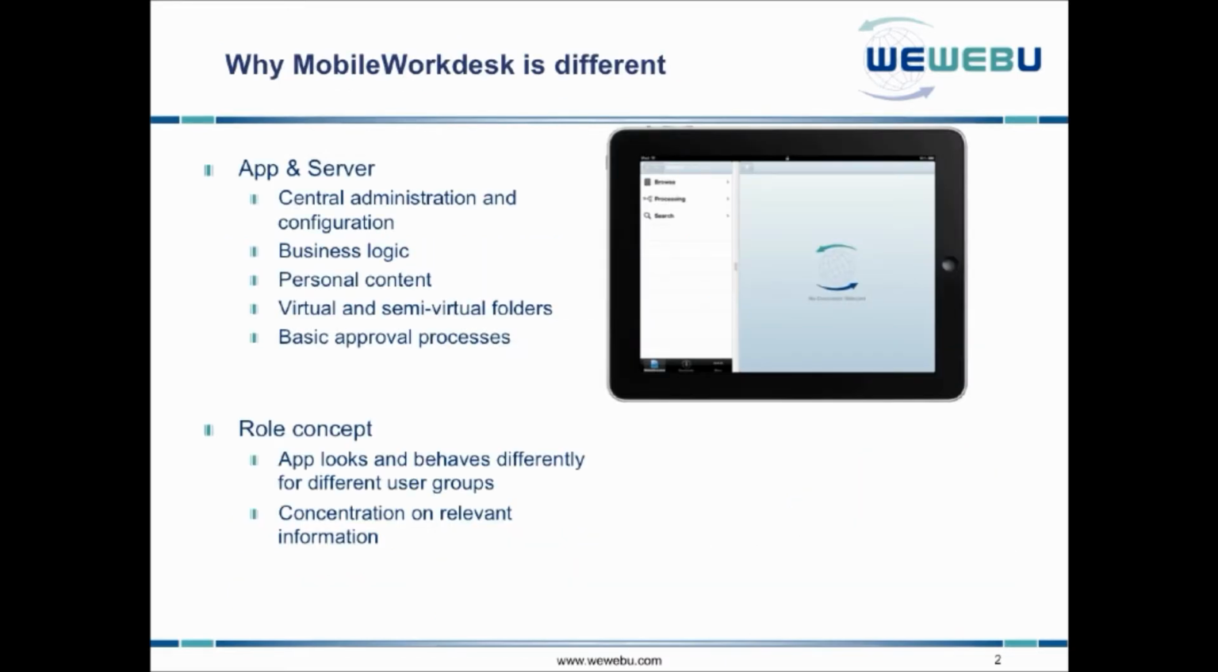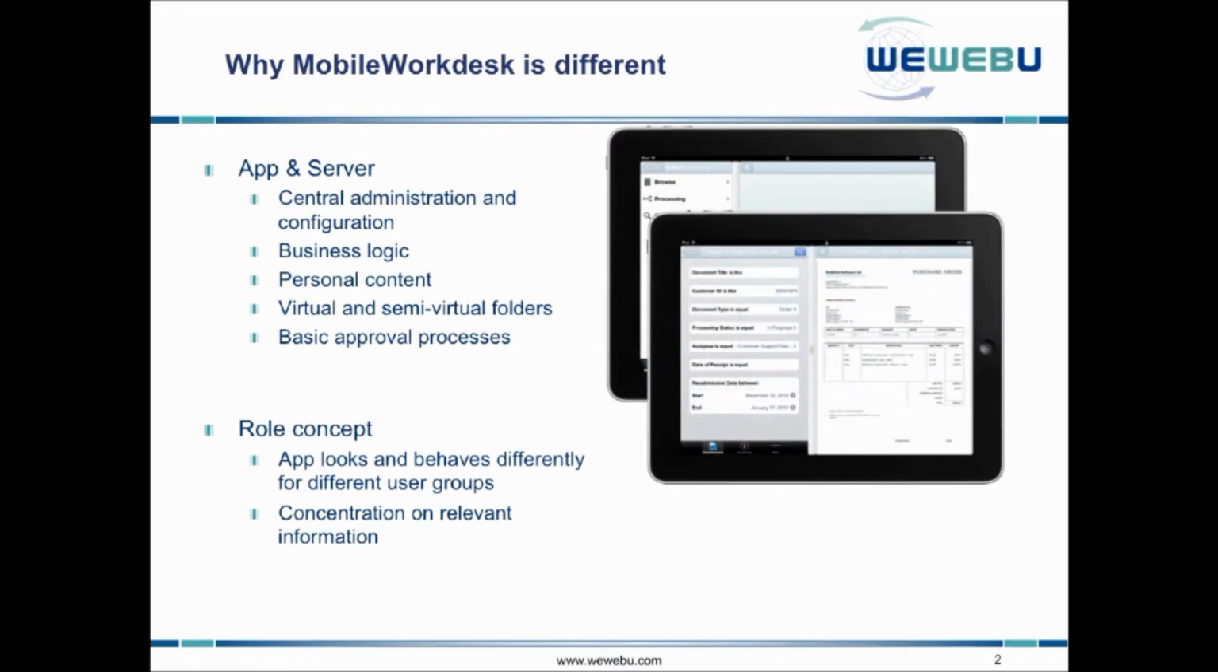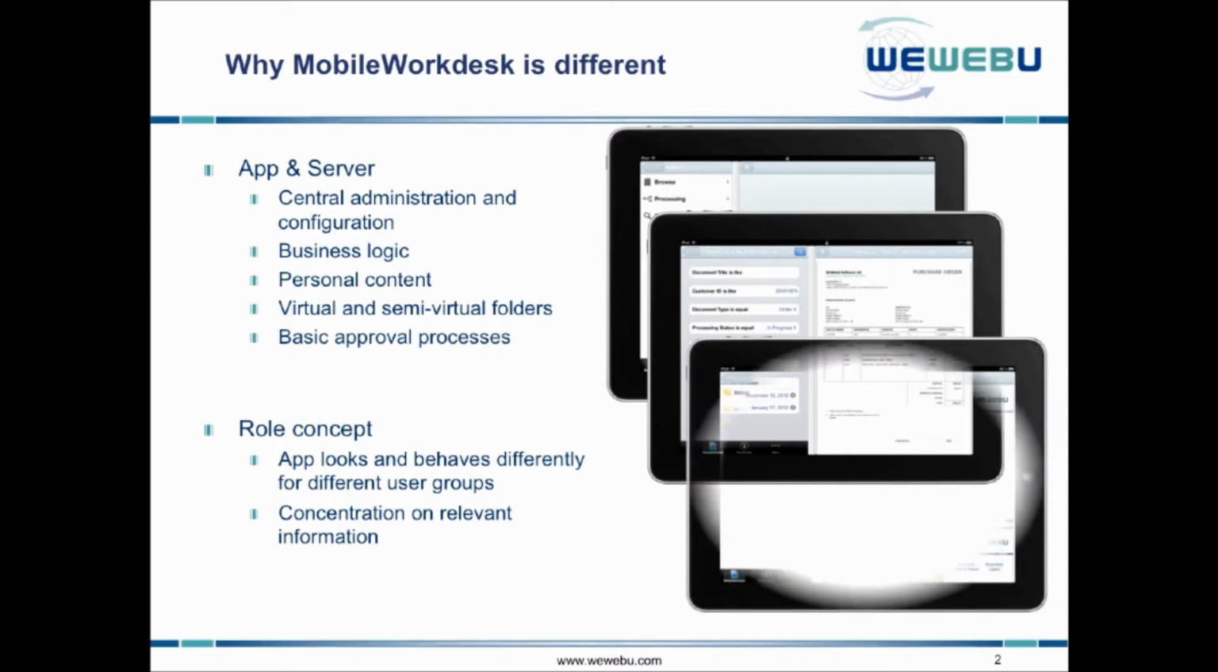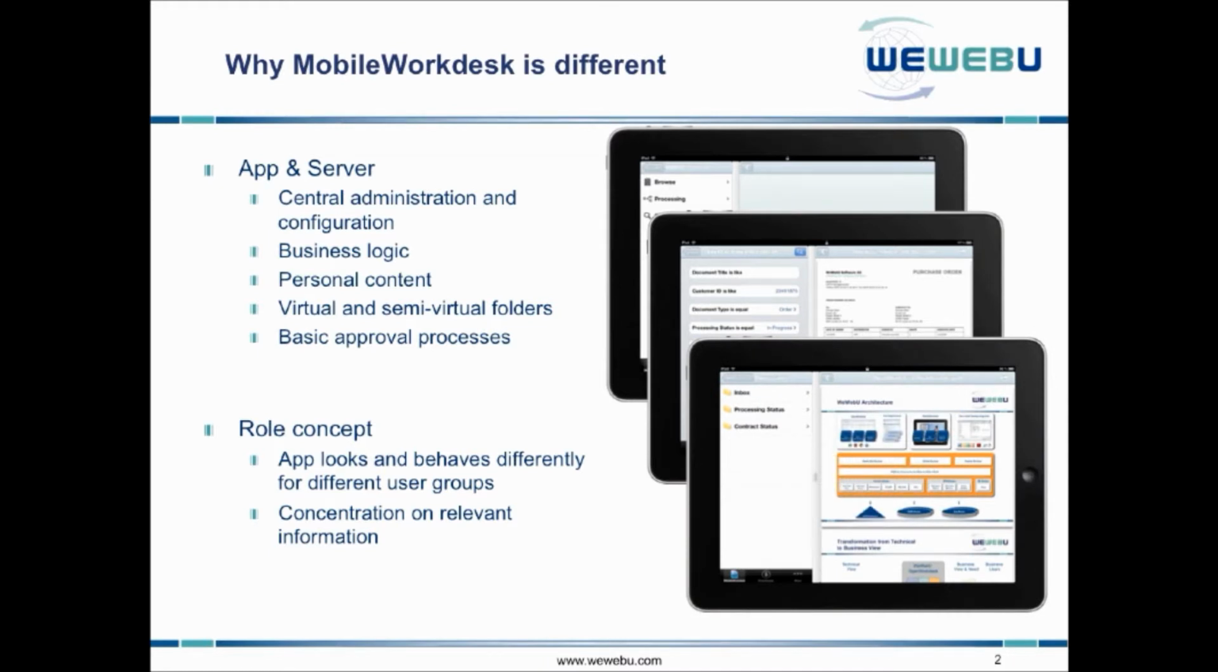So MobileWorkdesk consists of 2 components. On the one hand, the MobileWorkdesk app on your iDevice. On the other hand, the MobileWorkdesk server hosted on-premise or in the cloud. The server allows you to configure the whole business logic centrally on the server side, like business views, required eFiles like customer files or insurance files or whatever else, virtual and dynamic folder structures, personalized search templates, etc. And everything is completely based on the user's role.